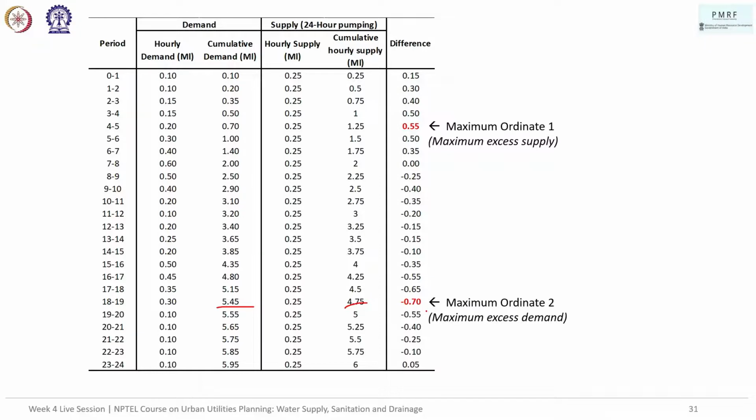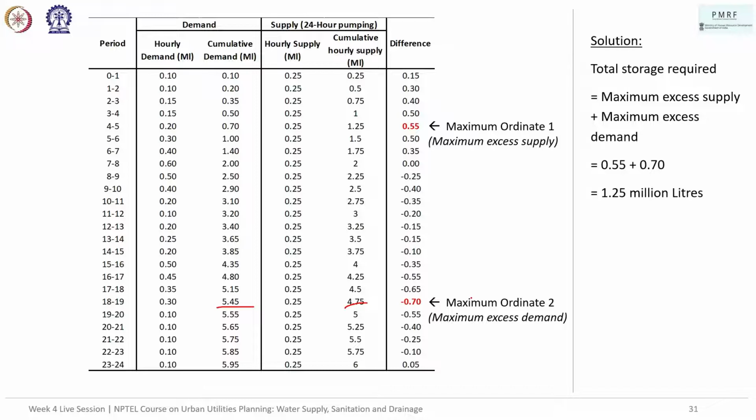In order to figure out how much our reservoir should be, our reservoir should have the capacity to address these two maximum ordinates. We call it ordinate. So the total storage required is calculated by adding these two values. So adding 0.55 and 0.7. That will be our total storage required.